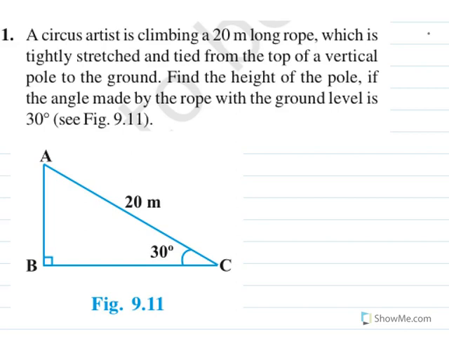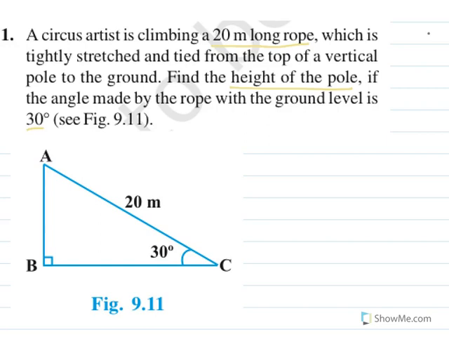A circus artist is climbing a 20-meter rope. So the rope is 20 meters, which is tightly stretched and tied from the top of a vertical pole to the ground. Find the height of the pole if the angle made by the rope with the ground is 30 degrees. So here's the diagram.